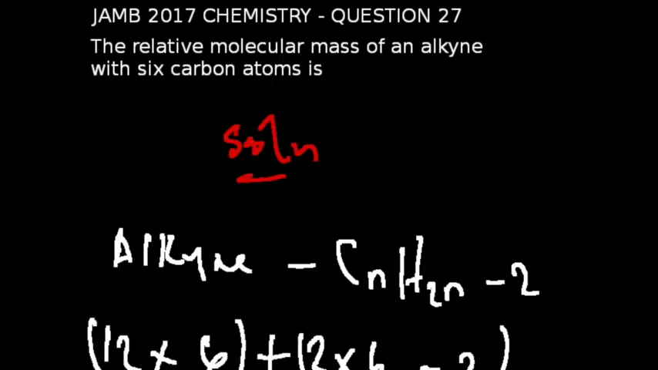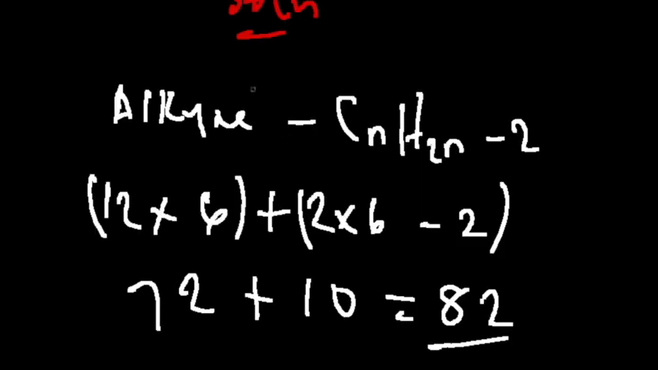Question 27, JAMB Chemistry Exams 2017. The relative molecular mass of an alkyne with 6 carbon atoms is. First thing I want us to know is alkyne has the formula CnH2n-2. And so if we have the molar mass of carbon to be 12 multiplied by the number of carbon atoms, which is 6, plus 2 multiplied by n, which is 6, minus 2.